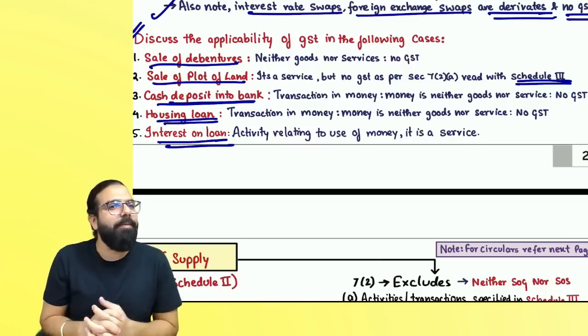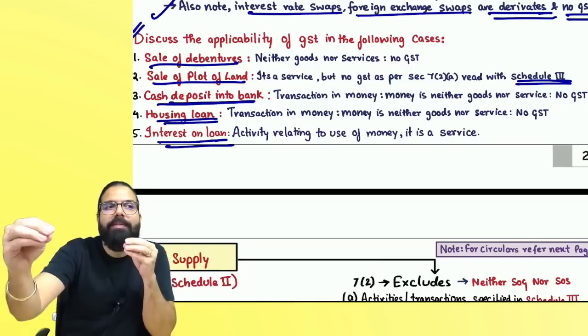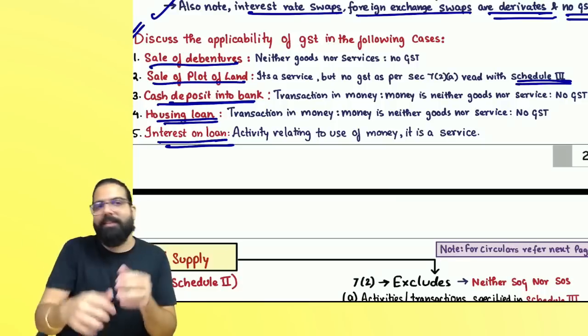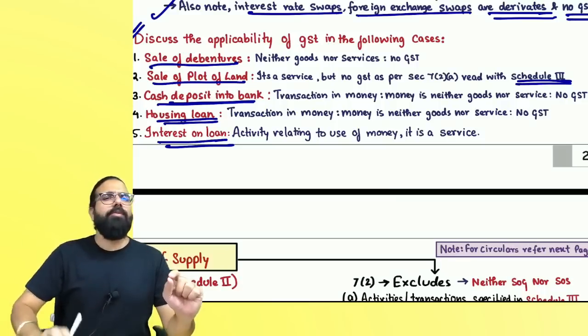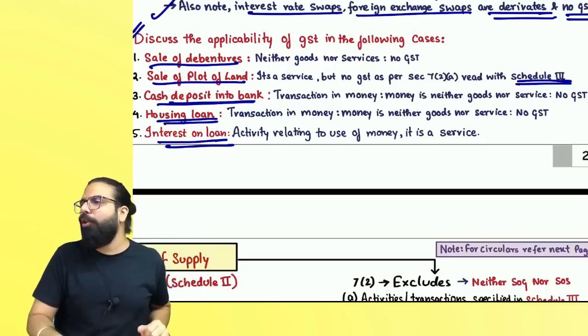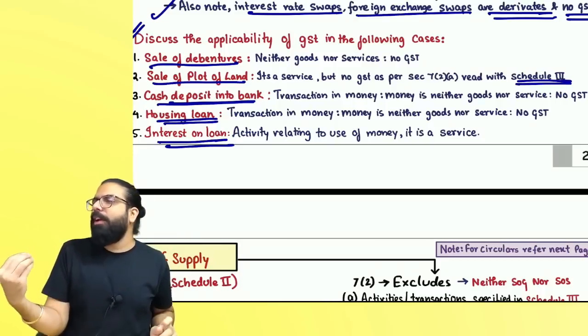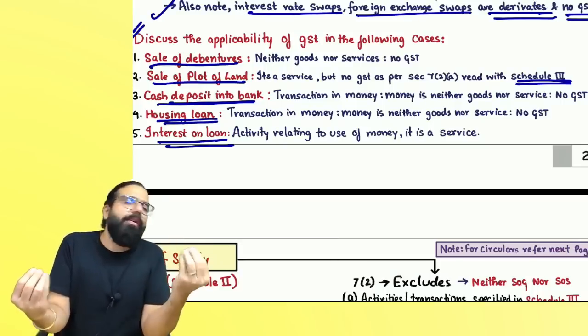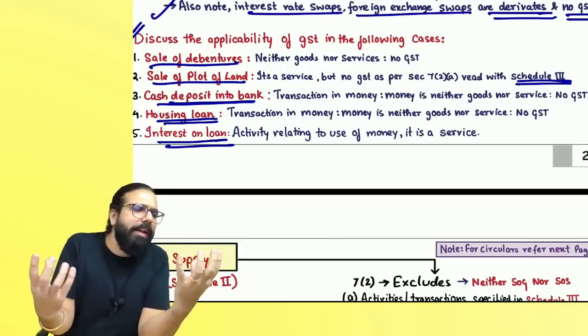Although you will learn in the chapter on exemptions that interest is exempted from GST, it is still a service. Right, everyone? Service means what, everyone? Anything other than goods, money, and securities, but includes activities relating to use of money, or its conversion from cash or by any other mode.